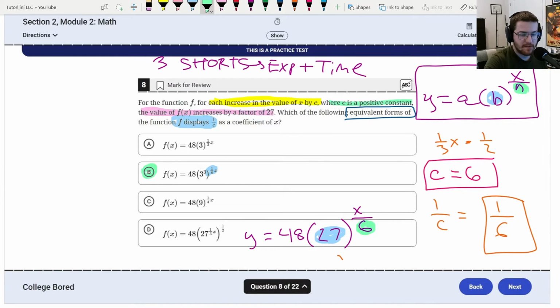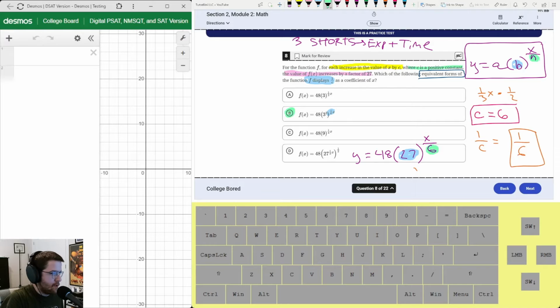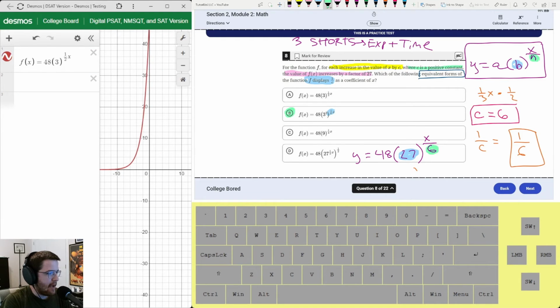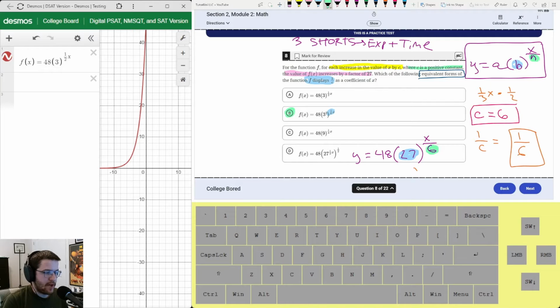Let's jump to Desmos. Okay guys, so I'm going to just pick whatever answer choice I want. Remember, they're all equivalent. Let's just pretend we're starting over. So I'm going to use answer choice A just for the sake of variety. So let's do f of X equals 48, 3 to the 1/2 X. Okay, looks good. And I'm going to try to figure out what X changes by when I apply a multiplier of 27.